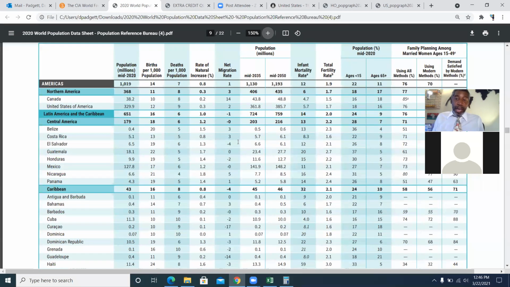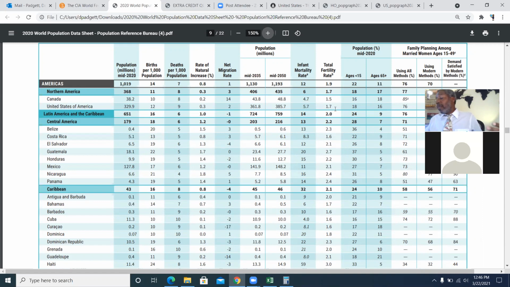Okay, next let's look at the total fertility rate. So remember that fertility rate is the average number of children born per woman within a country or place during the woman's primary reproductive years. And so if we look at the United States again, our figure is 1.7. So in the United States, the average woman during her primary reproductive years has 1.7 children.